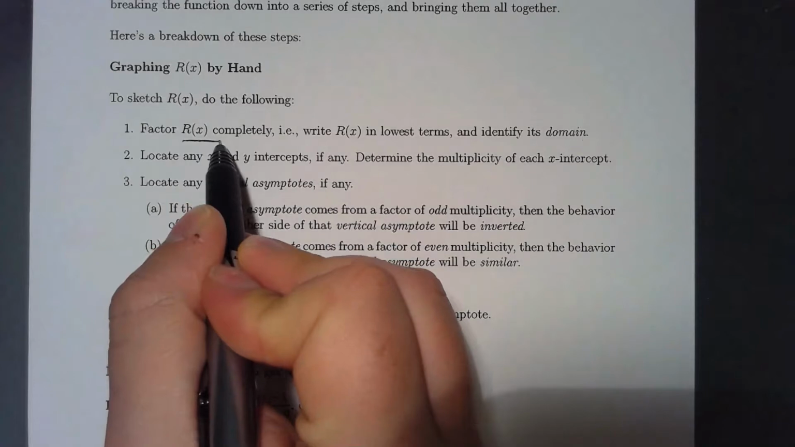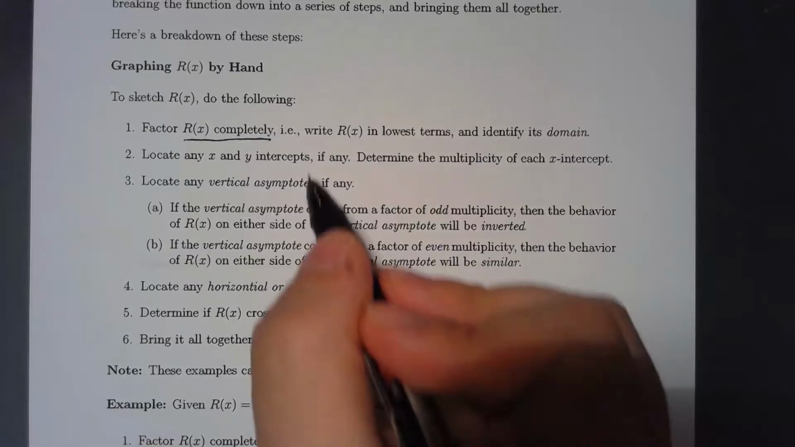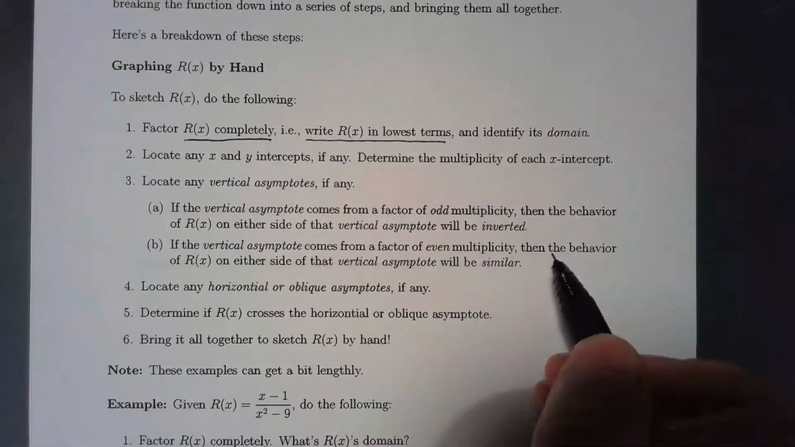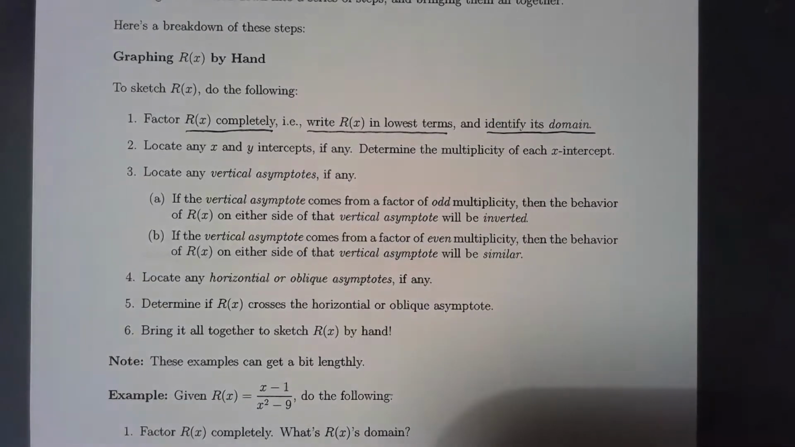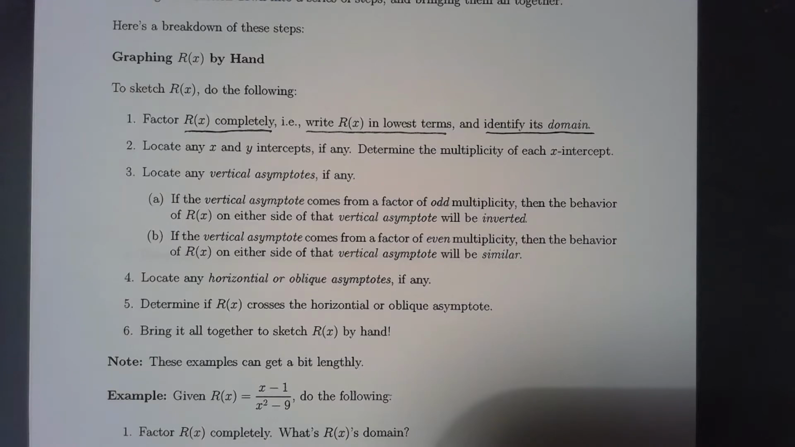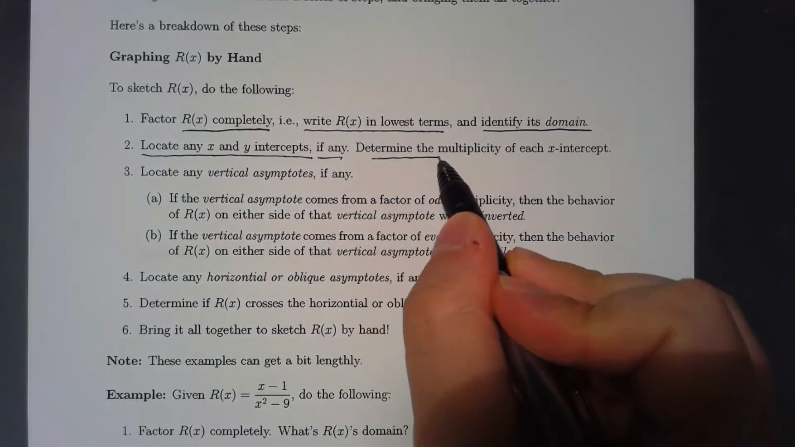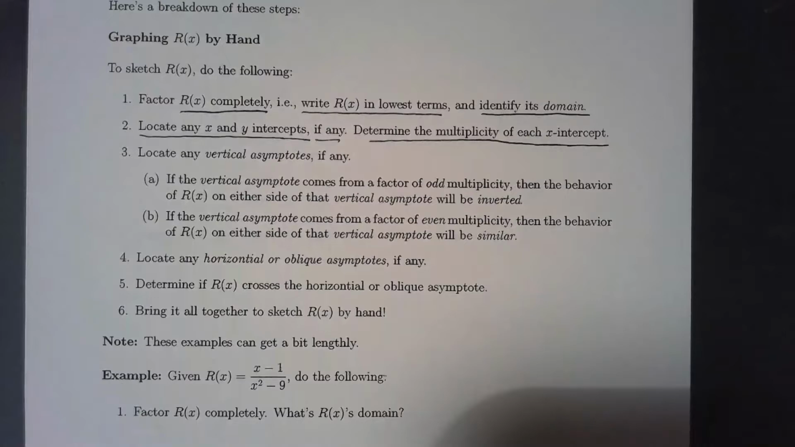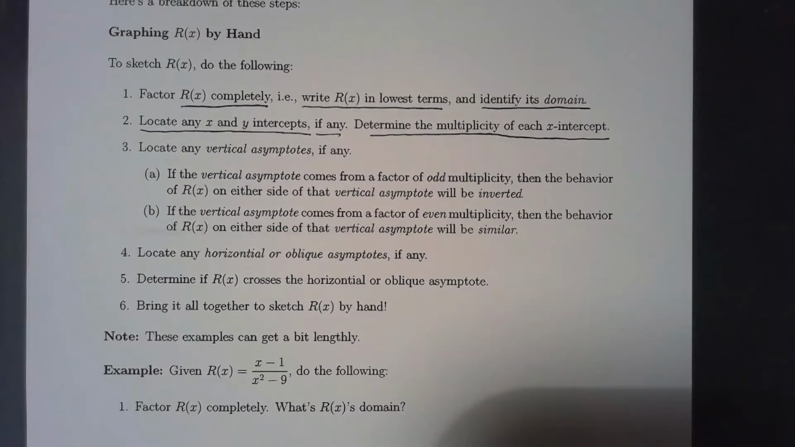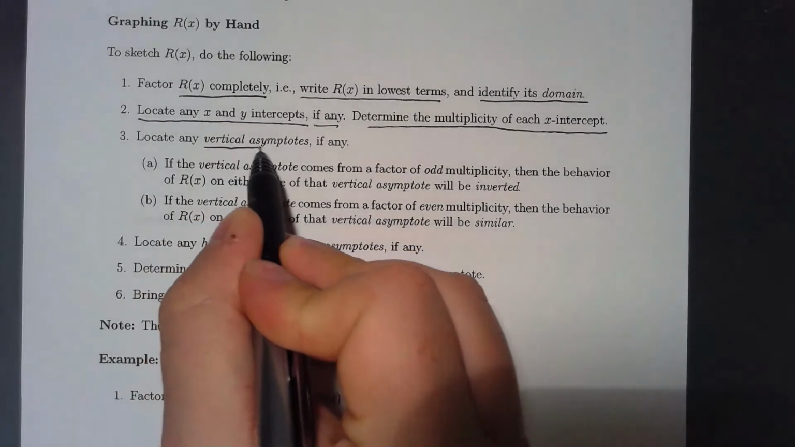Factor the function completely. So you're going to factor the top and bottom completely. And basically you're going to write it in lowest terms. Identify the domain of the rational function. Locate any x or y intercepts. Okay. You're going to determine the multiplicity of each x-intercept, which is the zero of the function. Determine if they're even or odd multiplicity. You're going to locate vertical asymptotes.